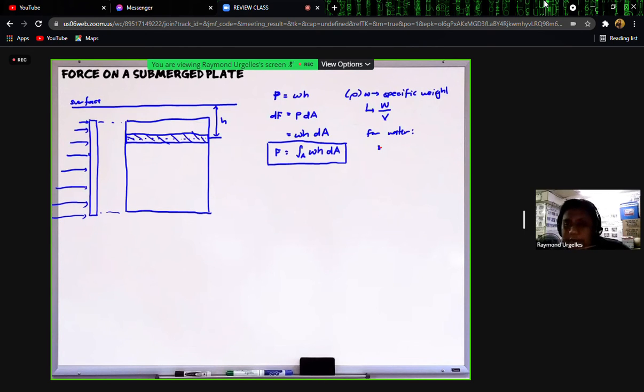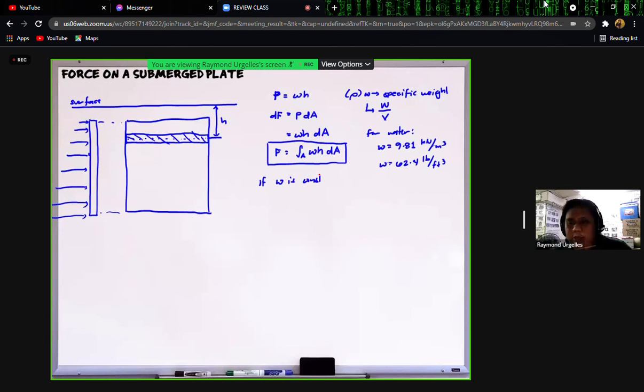Okay? So ang tatandaan lang natin dito is yung sa water. Kadalasan pag water yung given, hindi siya given. So pag water yung nasa problem, hindi given yung omega. Yung omega natin for water is 9.81 kilonewton per cubic meter. Pag English unit naman, we use 62.4 pounds per cubic foot. Pero pag may given naman sa water, kung ano yung given, yun yung gamitin nyo. So yan yung force natin.